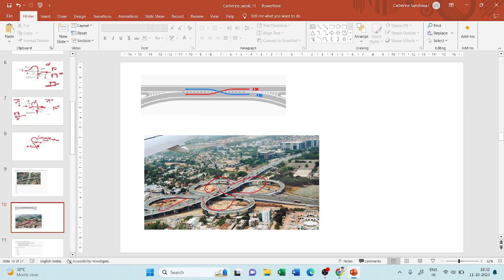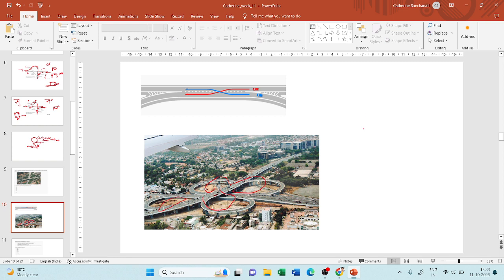So these are a few lines about clover leaf, but it has a lot more behind this. Now that we've seen what a clover leaf is, let us see what merging and diverging is.